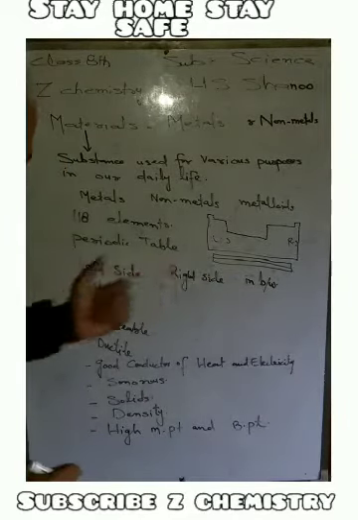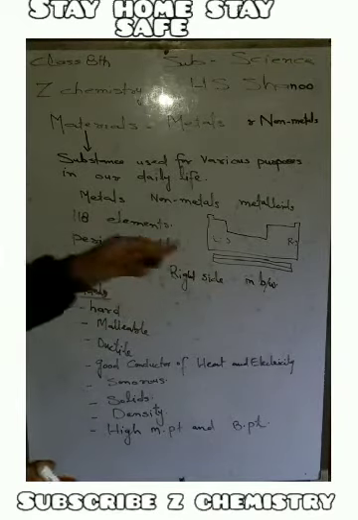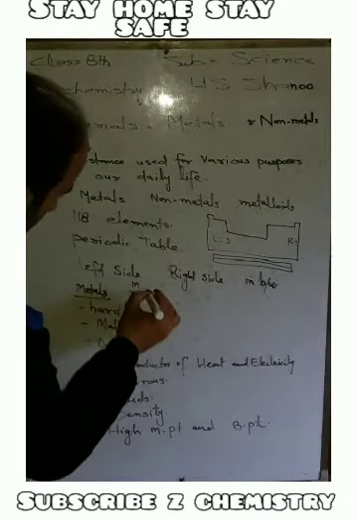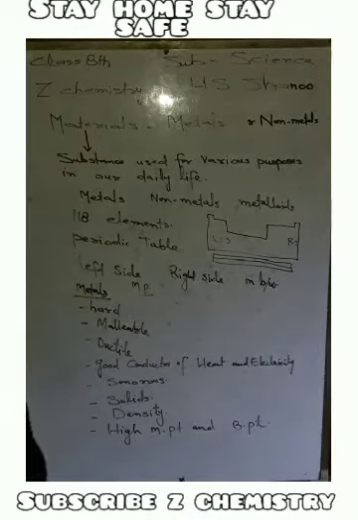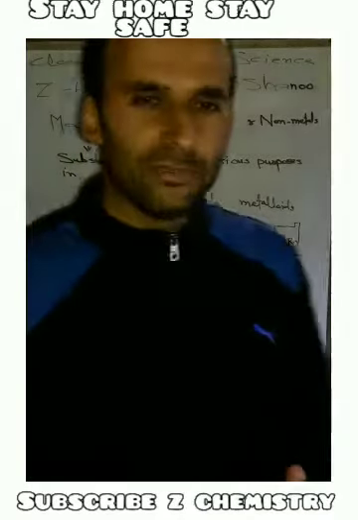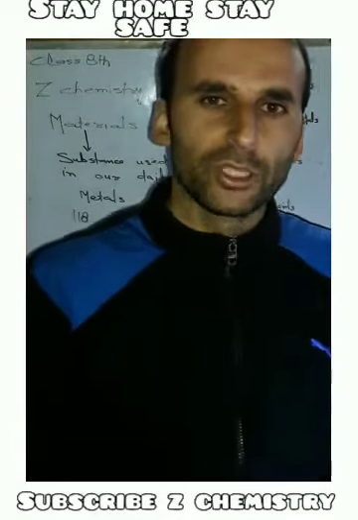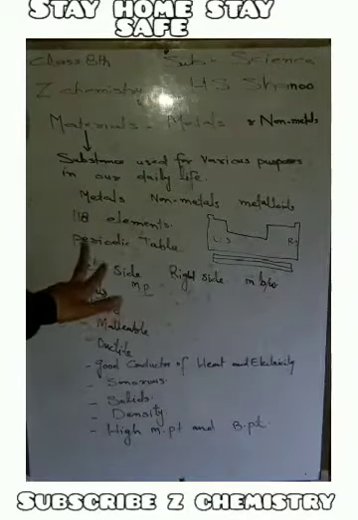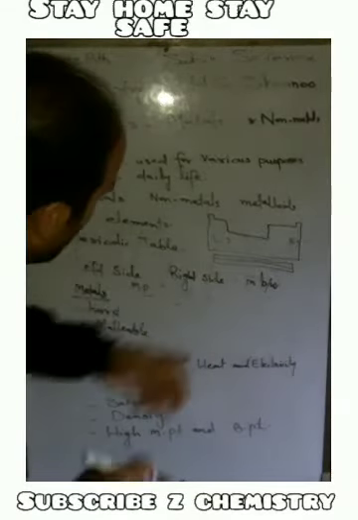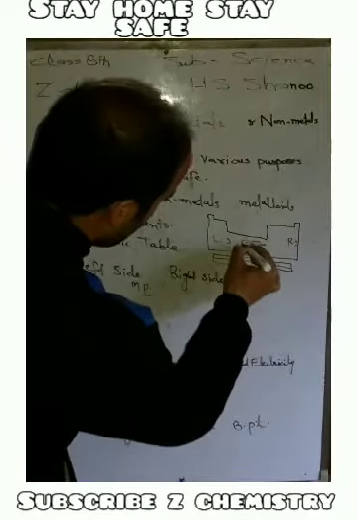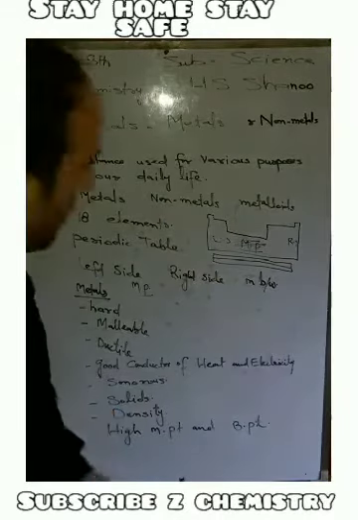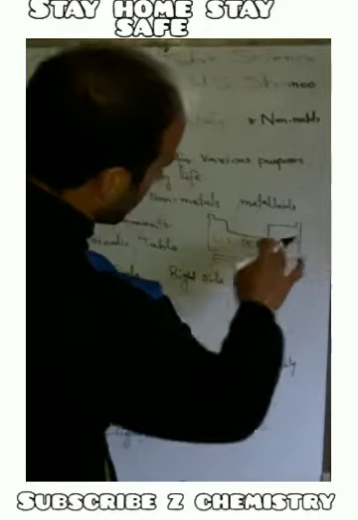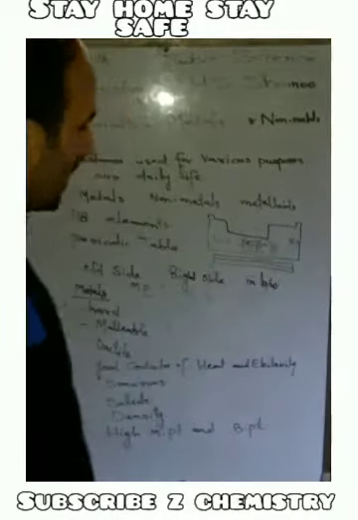These metals are present on the left side of the periodic table, and besides this, they are also present in the middle portion of the periodic table. Those metals which are present in the middle portion of this periodic table are called heavy metals. These metals are present on the left side of the periodic table. They are also present in the middle portion of the periodic table, and some are present at the bottom side of this particular region of the periodic table.